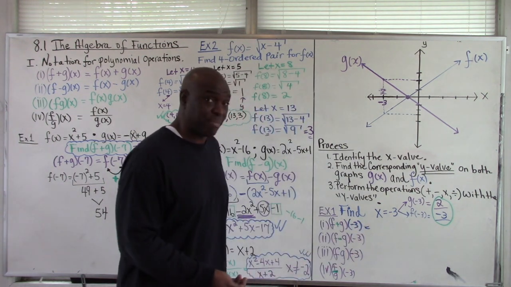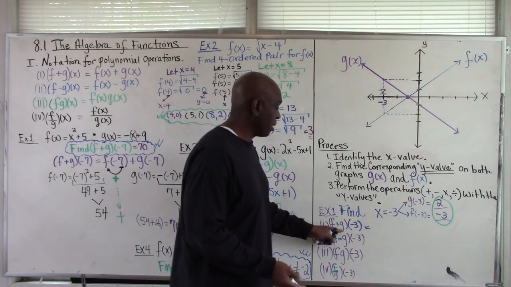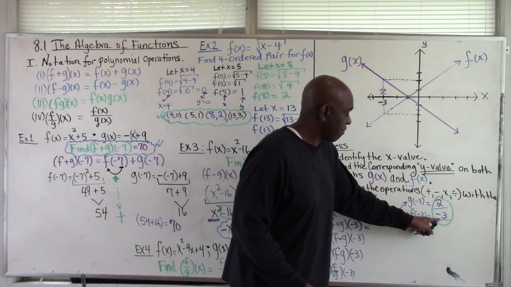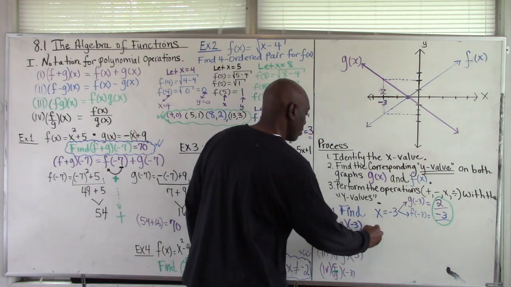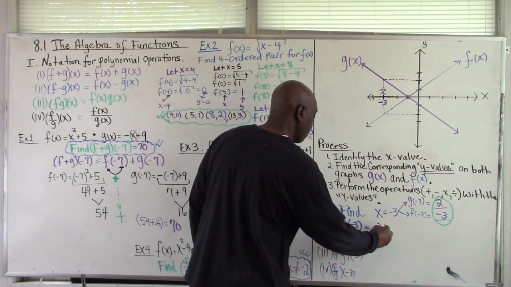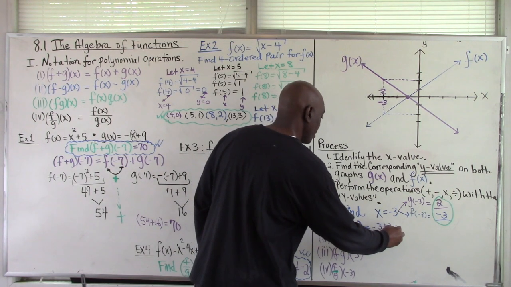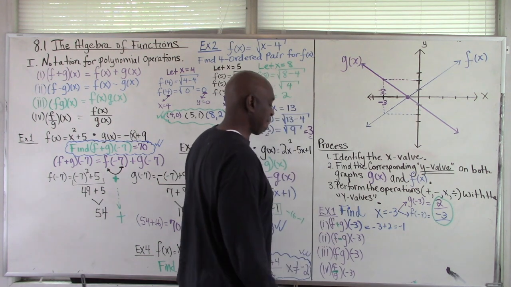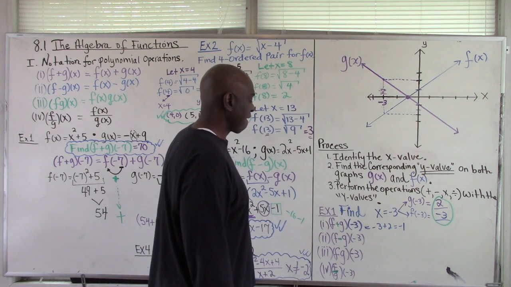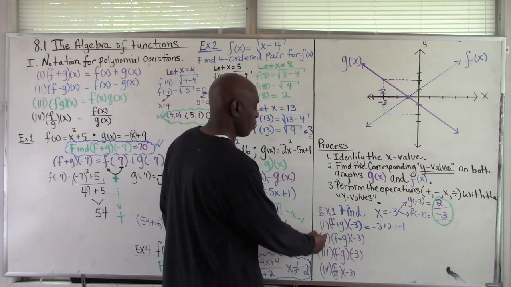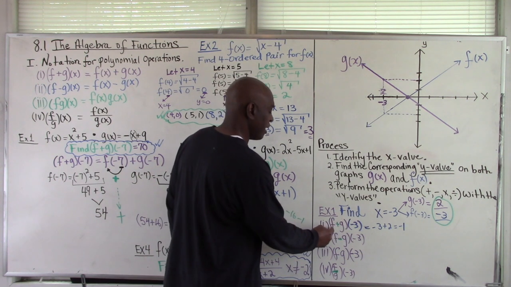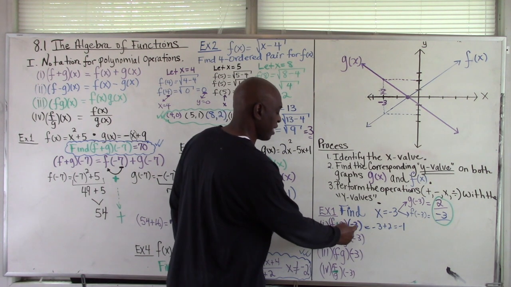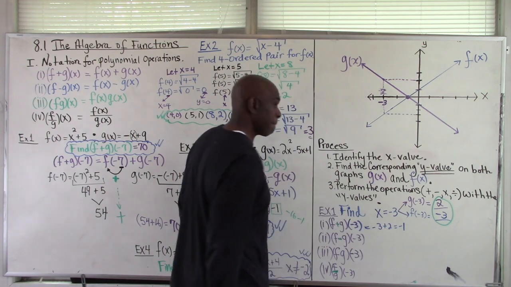If I add the y values, it's f plus g. This one's f. -3 is f. So it's -3 plus 2, which is -1. So that's the answer. So (f plus g) of -3 equals -1.